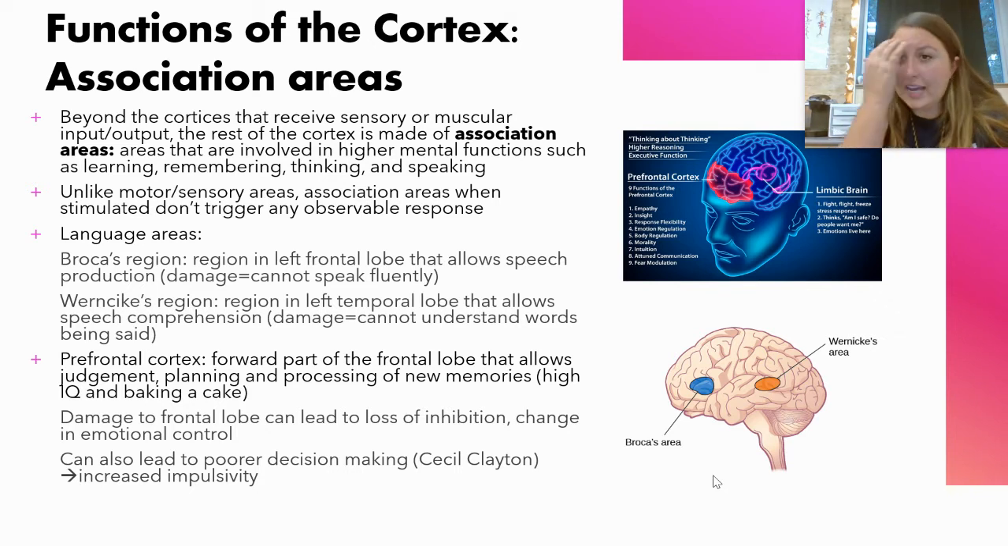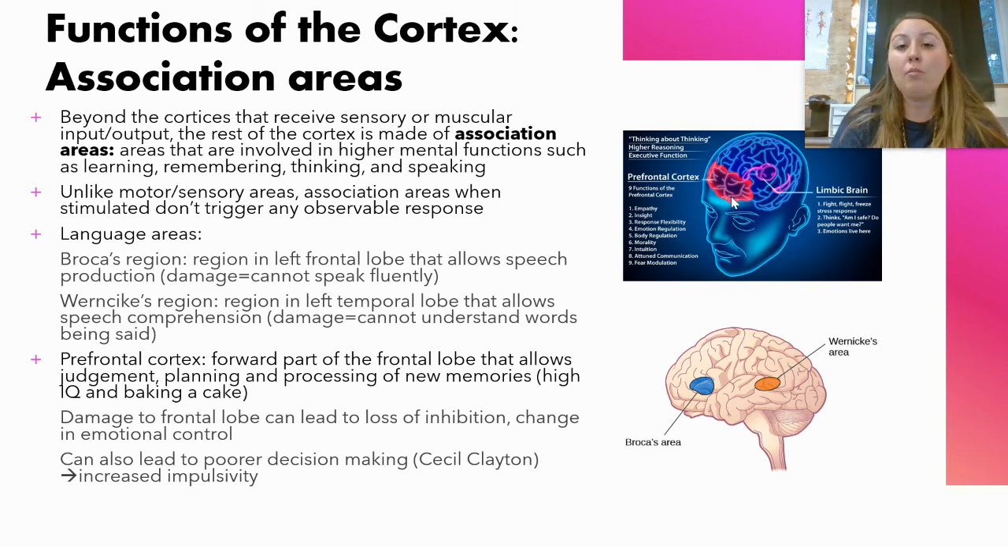Then our prefrontal cortex, this is the area at the very tippy top of the frontal lobe. The prefrontal cortex is really important. And this is the area that takes the longest to develop in humans, which is why researchers suggest not allowing people to make big decisions before 25, because the prefrontal cortex is still developing until 25. And that area of the brain is responsible for doing things like judgment, making decisions, planning, processing new memories. It can moderate one's emotions.